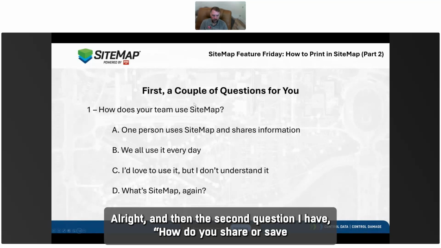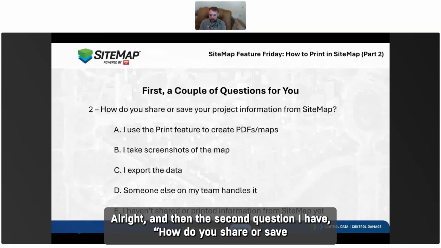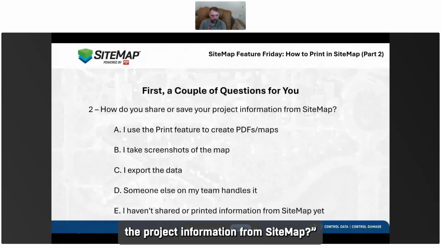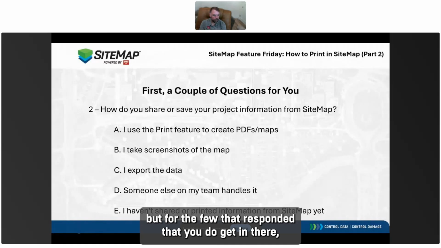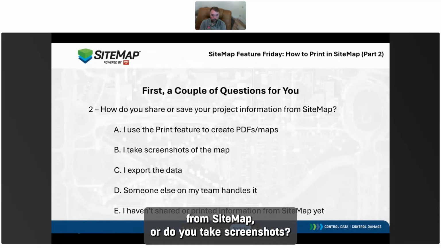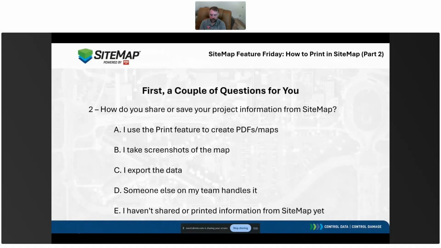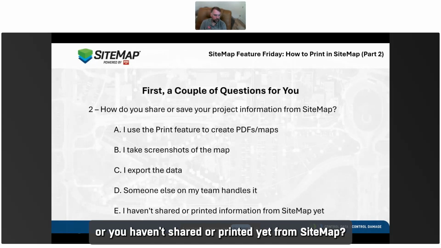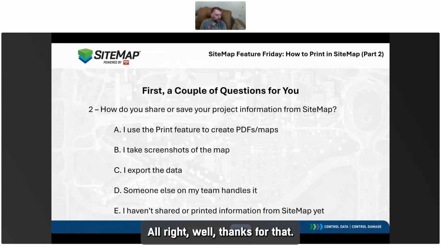Great. All right, and then the second question I have: how do you share or save the project information from SiteMap? Obviously, a lot of you are newer, so you may not have done that yet, but for the few that responded that you do get in there, do you simply use print features creating a PDF map from SiteMap, or do you take screenshots? Do you export the data? Does someone else on your team handle that piece of it, or you haven't shared or printed yet from SiteMap? I'm kind of curious.